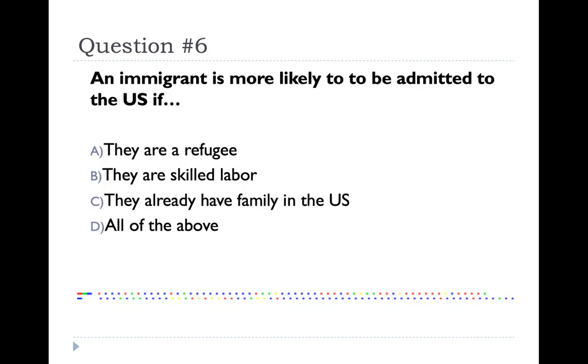Question number 6. An immigrant is more likely to be admitted to the United States if the answer is all of the above. If they are a refugee, if they are a skilled laborer, meaning they have some sort of specific job capabilities, and if they already have family in the United States.